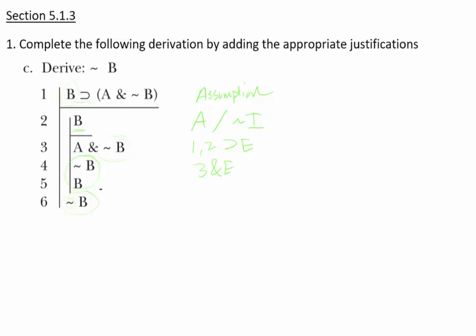And then 5, we're simply going to restate 2 for the purpose of showing that there's an explicit contradiction. Now we have an explicit contradiction. This is going to be negation introduction, and you have to cite the entirety of this, which is 2 through 5. And that's it. We're done.